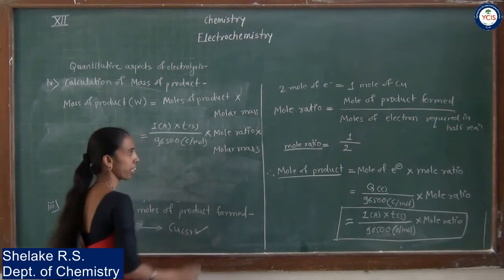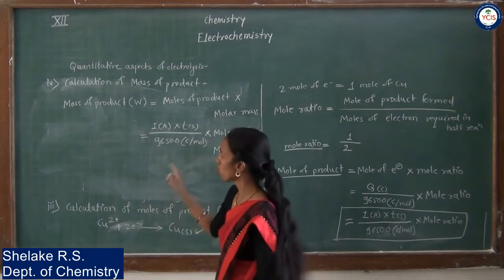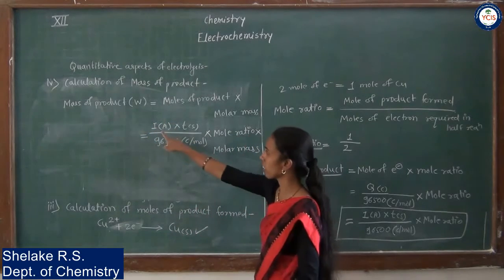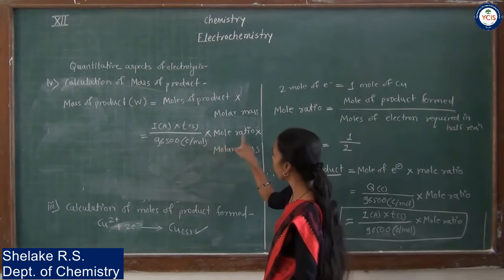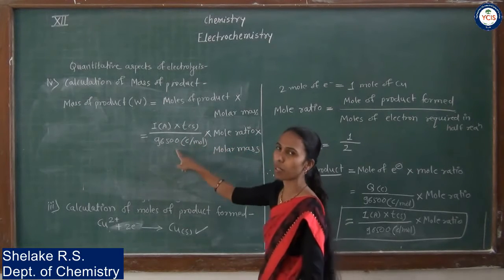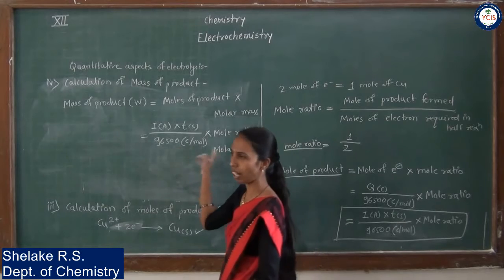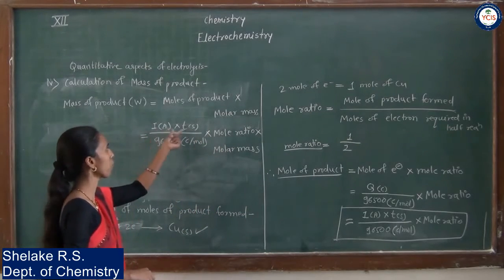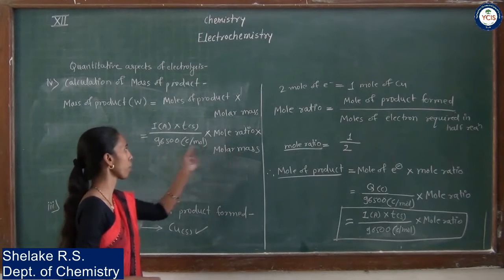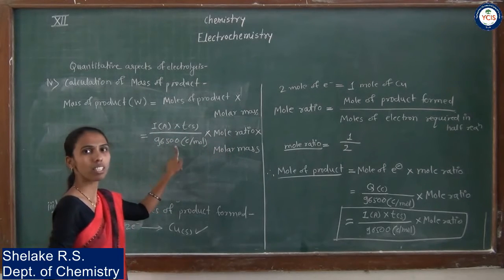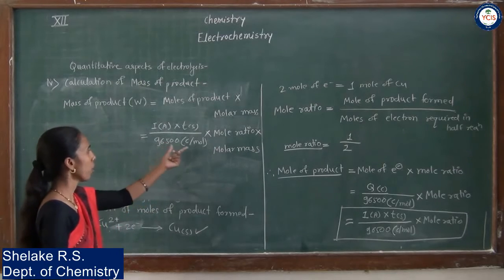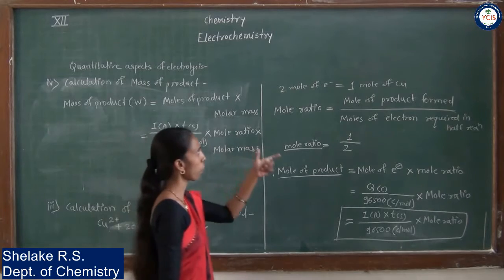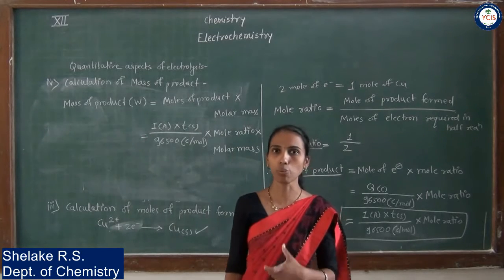This molar mass you can denote with capital M also. So the mass of product W we can find from this formula, that is I into T into mole ratio into molar mass divided by 96,500. That way also you can say it. You can write the formula together as I into T into mole ratio into molar mass divided by 96,500. In this way, by knowing these values we can find the mass of product. So this is all about the quantitative aspects of electrolysis.